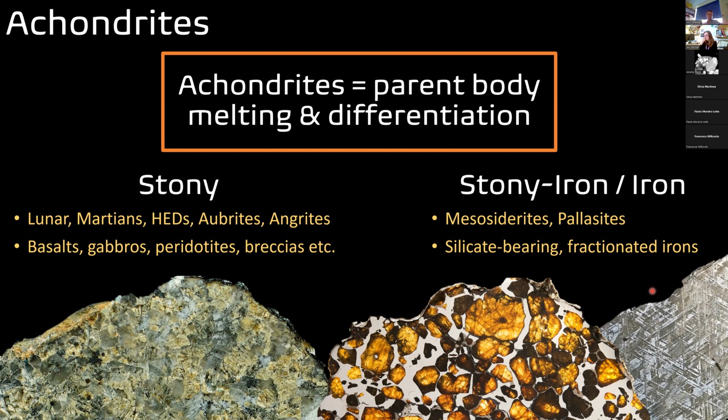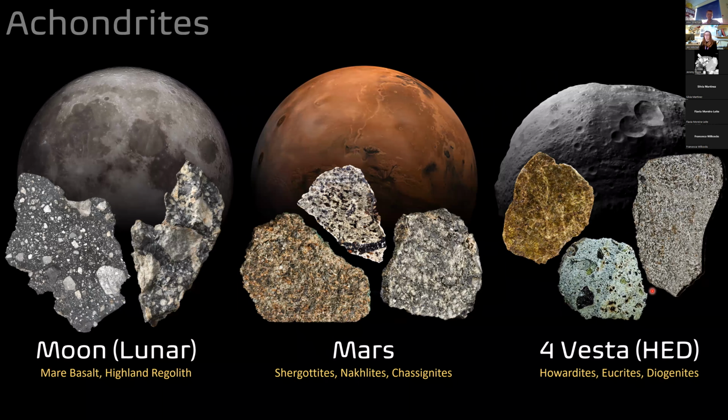So there aren't that many parent bodies for achondrites that we know of. We know we've got stuff from the moon, we know we've got stuff from Mars, and we're pretty sure we've got stuff from Vesta, which is the one that I specialize in. So a lot of them don't really have a home. They're sort of free floating in space.